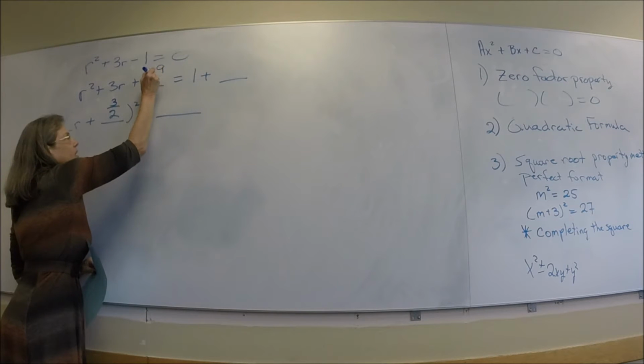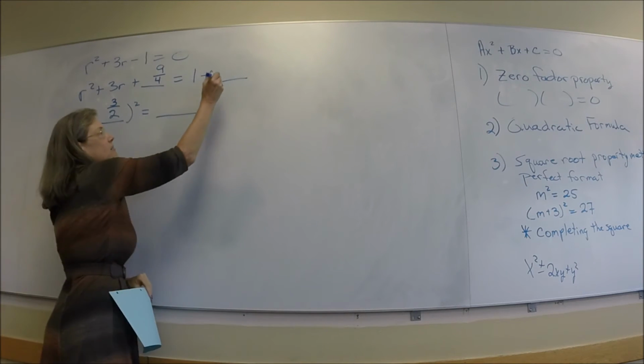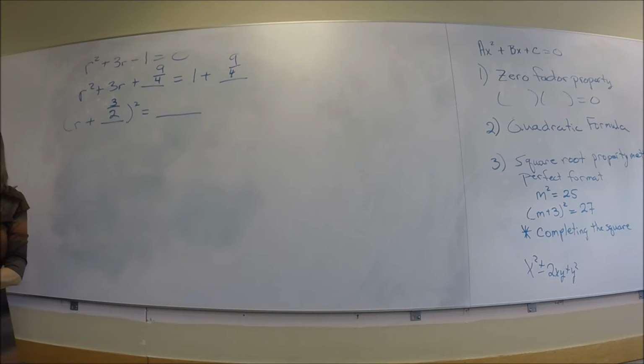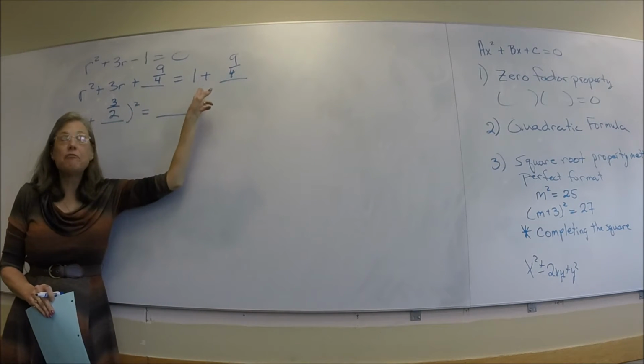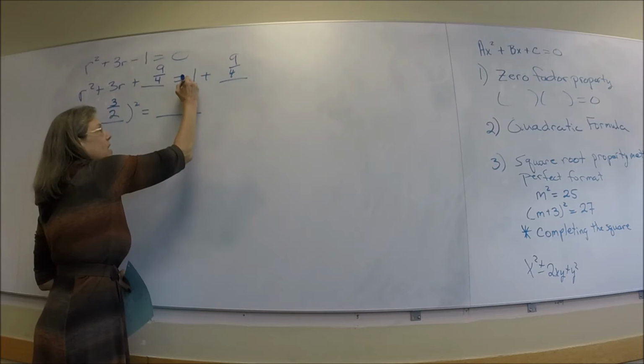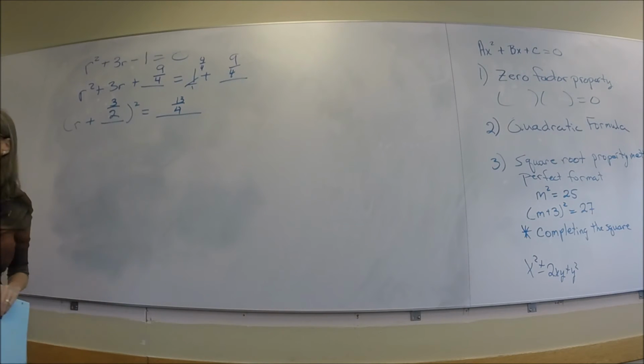9/4. Again, don't make this any harder than it is. What's 3 squared? 9. And what's 2 squared? 4. Okay? And what goes here? 9/4. And what goes here? Adding fractions. So lowest common denominator. There we go. So this is really like over 1. So that becomes 4/4. So 13/4. Okay? Make sense? All right.